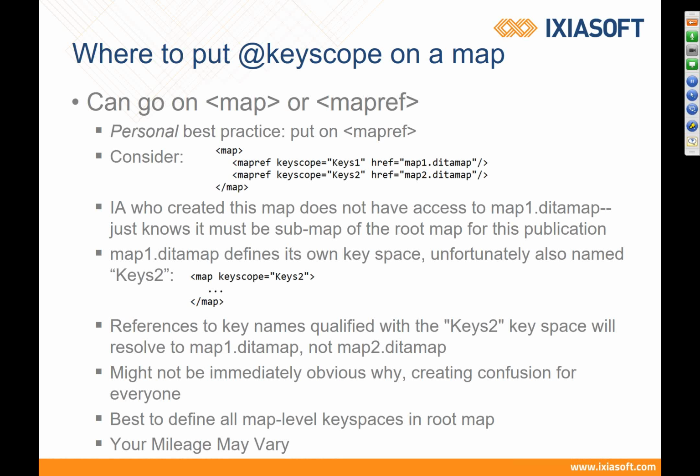All right, Leigh, there is a question. I think you may have answered it, but the question is, if a parent map has no keyscope attribute defined, but the submaps have different key spaces, would keys defined in the parent map be used, or the keys in the parallel key space in the submaps?